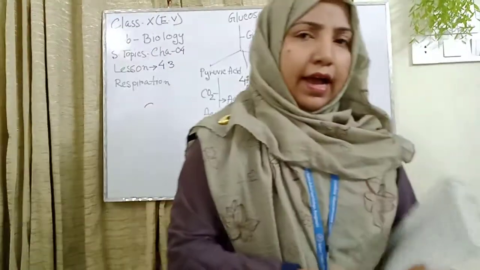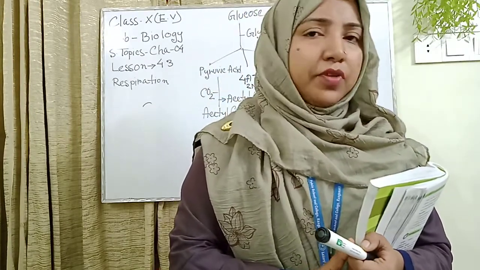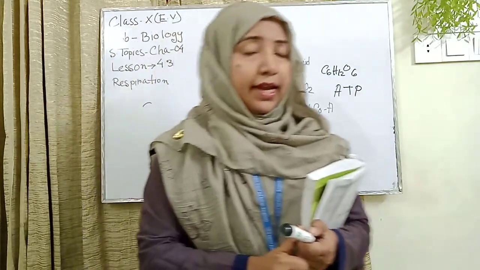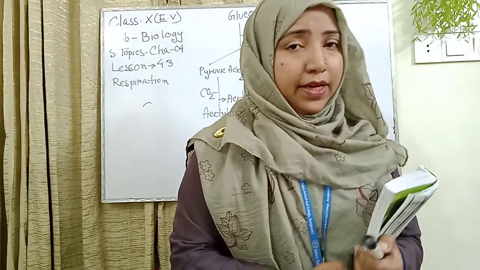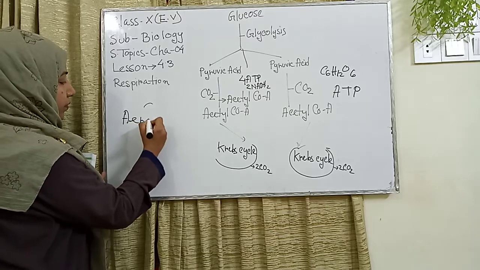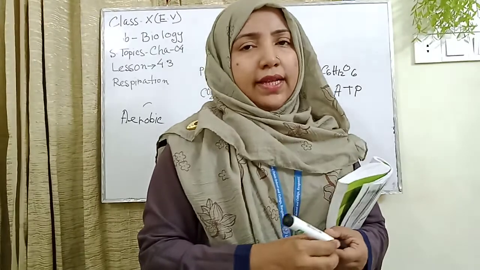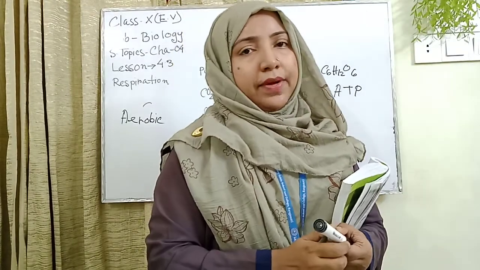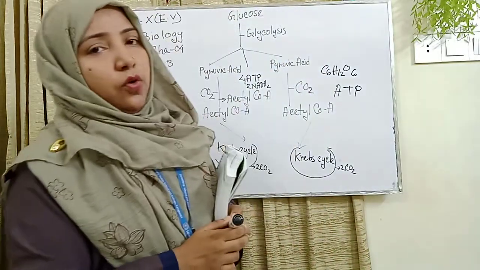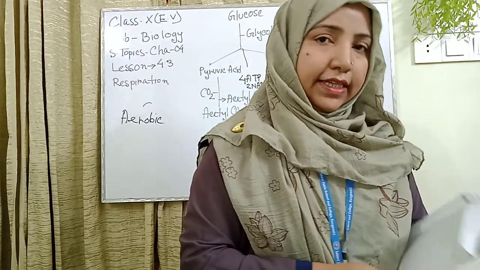Now, how many types of respiration are there? There are two types of respiration: aerobic and anaerobic. What is the meaning of aerobic? When oxygen is present, it is called aerobic respiration, and when oxygen is absent, it is called anaerobic respiration.